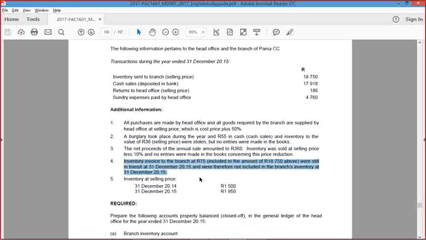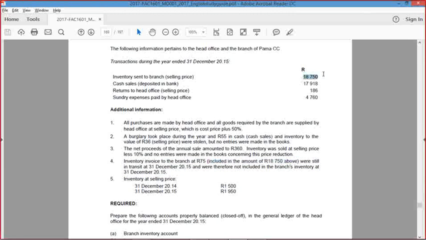Then number four says inventory invoiced to the branch at 75 Rand, included in the amount above, were still in transit at the 31st of December and were therefore not included in the branch inventory at the 31st of December. So what happens? It's still in transit. So do we need to take it into stock or not? You need to take it out of stock, because it's included in that amount.